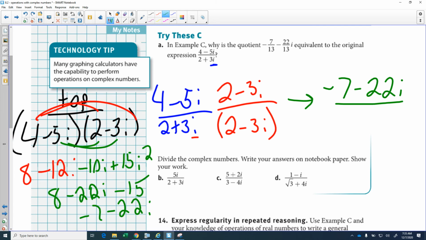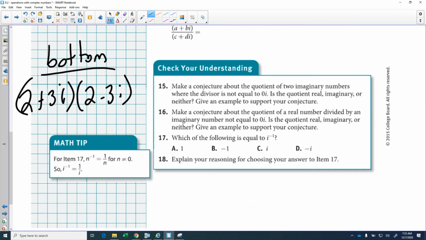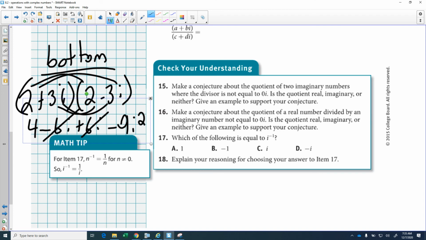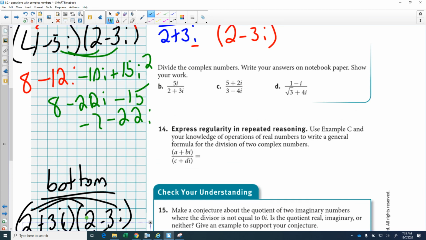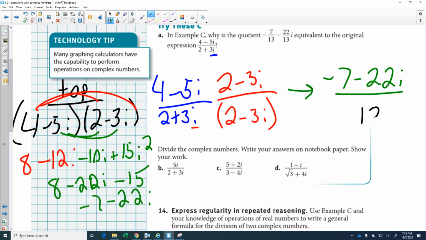Now I have to simplify the bottom function. We do the same thing. We multiply the 2 through. 2 times 2 is 4. 2 times negative 3i is negative 6i. Then we multiply the 3i through. 3i times 2 is positive 6i. 3i times negative 3i is negative 9i squared. The middle values cancel out, and the i squared becomes positive, meaning we have 4 plus 9, which gives us 13. That was our answer for the bottom.